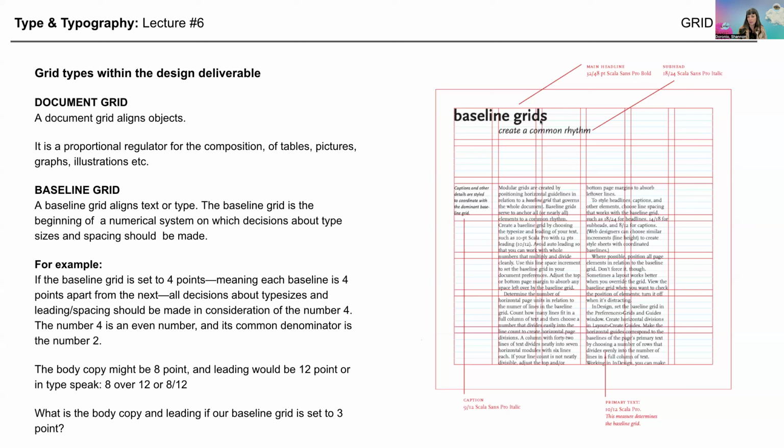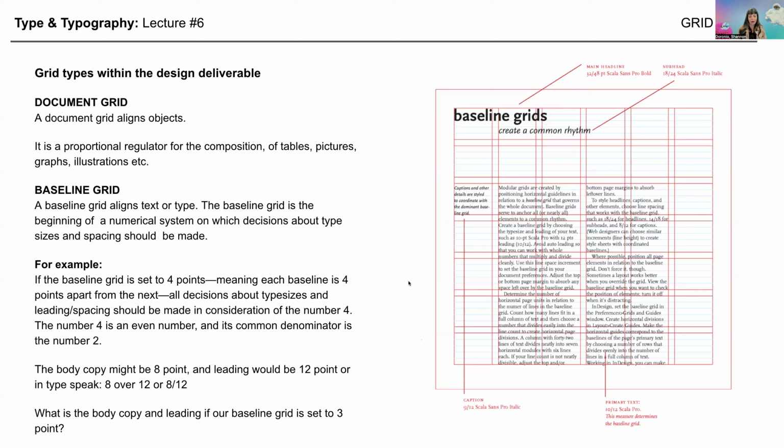But for example, in this document, the body copy might be 8 points, and the leading between lines would be 12 point. Both 8 and 12 are divisible by the number 4. And if we follow the math of it, what we will see if we turn on our baseline grid visibility in InDesign is that all of our lines are lining up with that baseline grid.